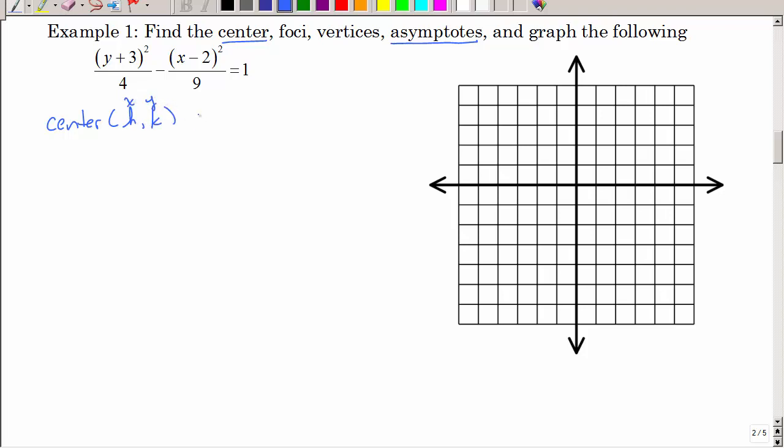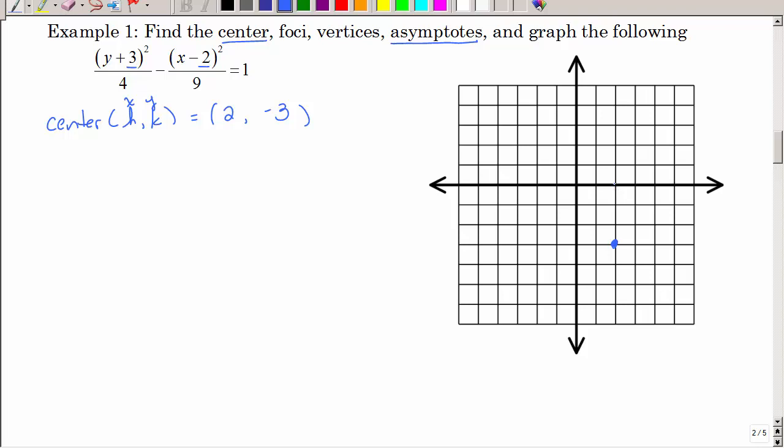X comes before y. So that means I need to look at those two values and put them in the correct order. And just like the ellipse, we want to take the opposite. So I want positive 2, negative 3. I want x before the y, h before the k. So let's graph that, or plot that point, 2, negative 3.